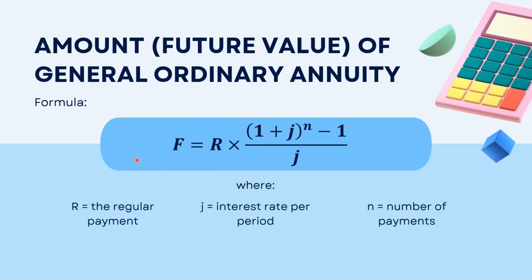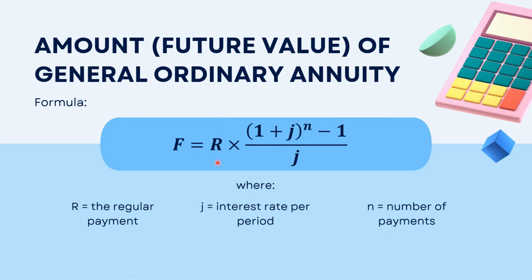Yan. So, this is the formula to compute for the future value or the amount of general ordinary annuity. So, F again represents the future value, R is the regular payment, J is the interest rate per period, and N is the number of payments. Yan, di ba kung mapapansin nyo, parehas po siya sa simple ordinary annuity.